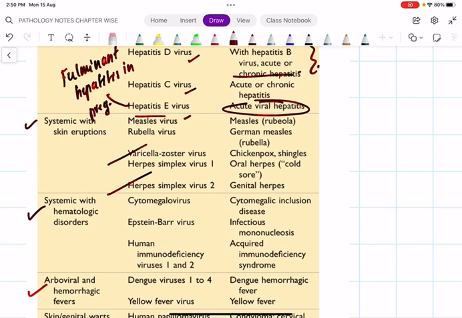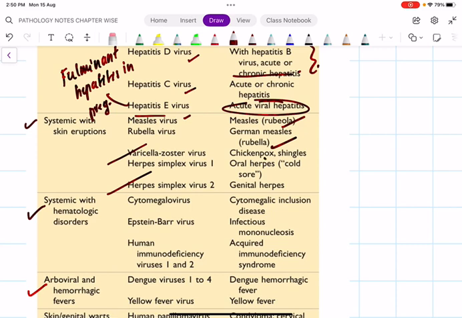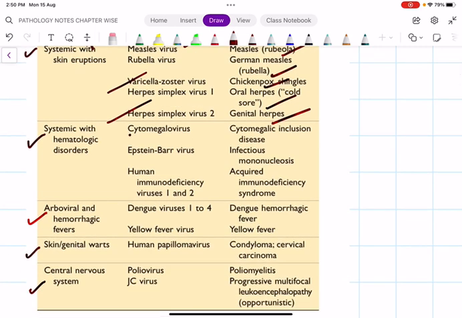All these are mainly known to cause skin manifestations: measles, German measles or rubella, shingles, chickenpox, herpes, and genital herpes. Remember, genital herpes is mainly caused by herpes simplex 2. Then for hematological disorders, we have cytomegalovirus and Epstein-Barr virus. Epstein-Barr is known to cause infectious mononucleosis.